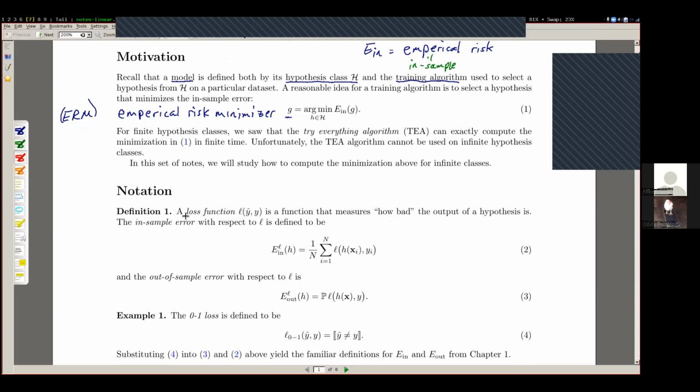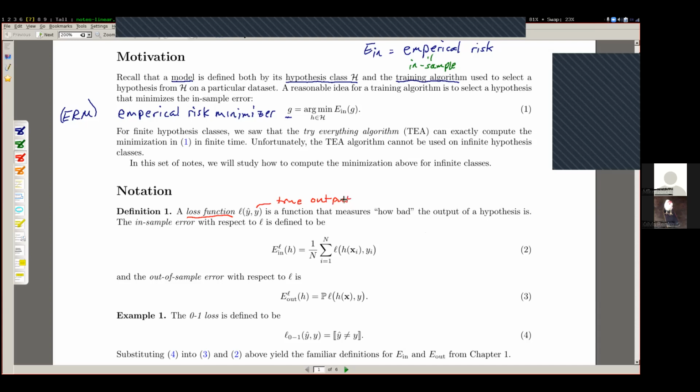So our new term here is a loss function. And this loss function, L, has two input parameters, this y hat. I'll pronounce this caret on top of the y as a hat. This y on the left is wearing a hat. This y is not wearing a hat. And it is a function that measures how bad the output of a hypothesis is. So the one without the hat is always going to represent the true output.